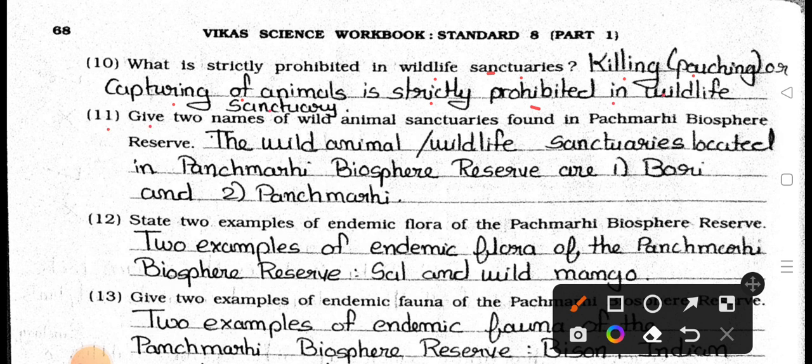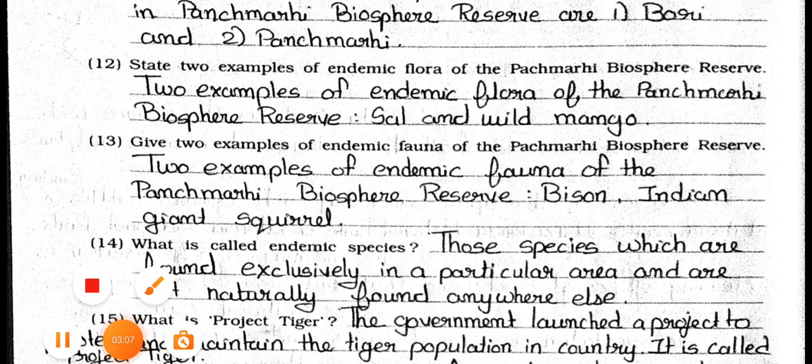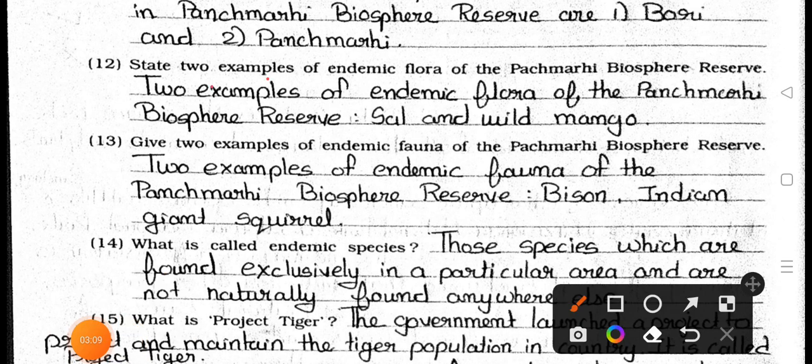Number 11. Give two names of wildlife sanctuaries found in Panchmarhi Biosphere Reserve. The wildlife sanctuaries located in Panchmarhi Biosphere Reserve are Bori and the second one Panchmarhi. Question number 12. State two examples of endemic flora of the Panchmarhi Biosphere Reserve. Answer. Two examples of endemic flora of the Panchmarhi Biosphere Reserve are sal and wild.